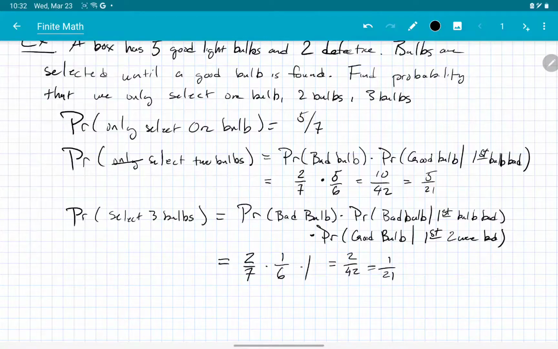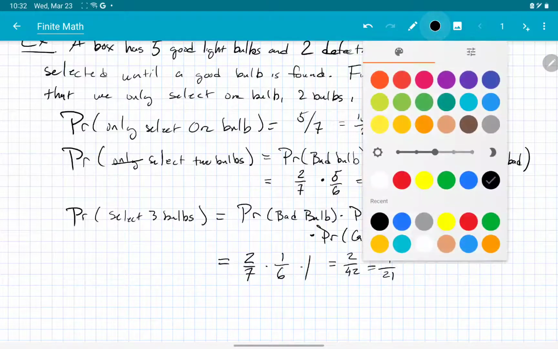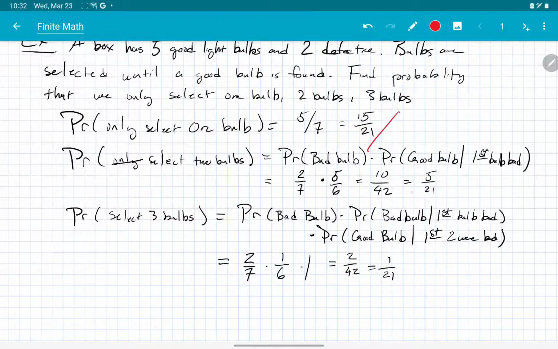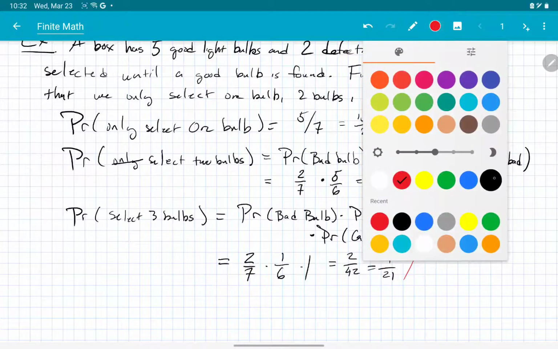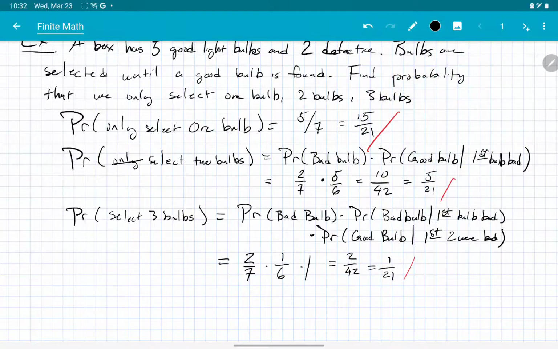Okay. And this is equal to 15 out of 21. And you'll see that these three probabilities that we've computed add up to 1, as they need to. Because the most number of bulbs you'd have to select to find a good bulb is 3. So the probability that you need to select 4 bulbs till you find a good one is 0. And same for 5, 6, and 7.